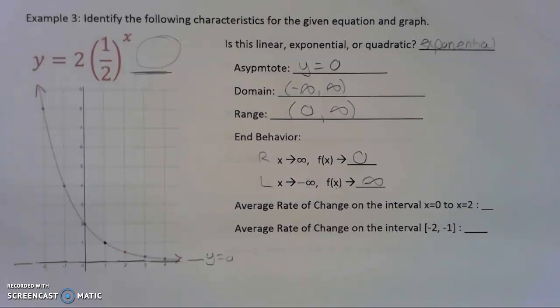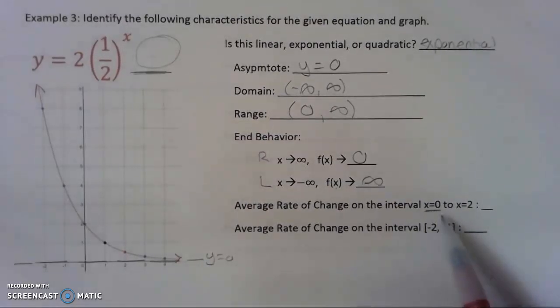Alright, so we're picking up on example 3. We're talking about the average rate of change. We're looking at the exponential function, from where x is 0 to where x is 2. So remember, these are the x values. We're going to find the y's that go with them.